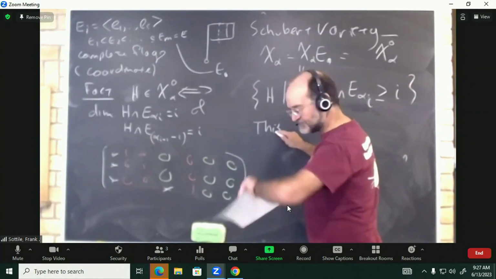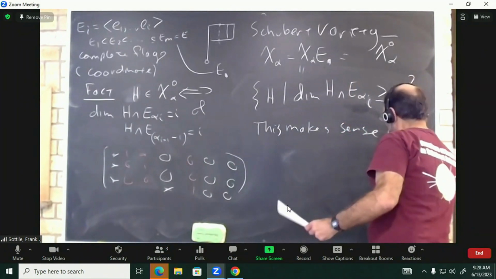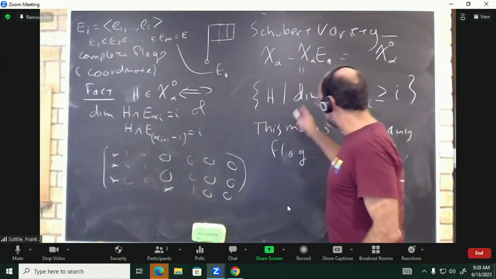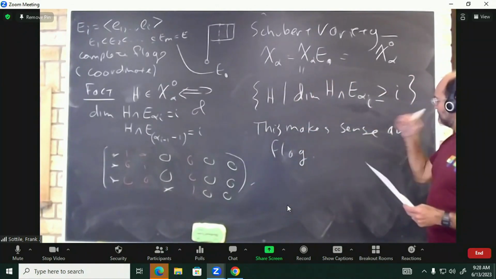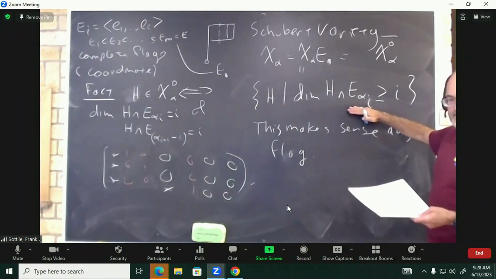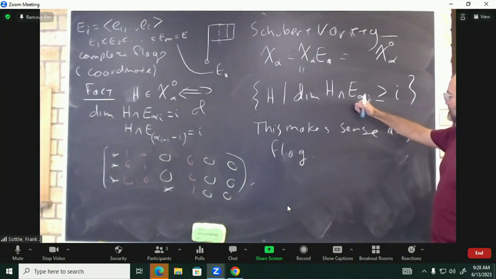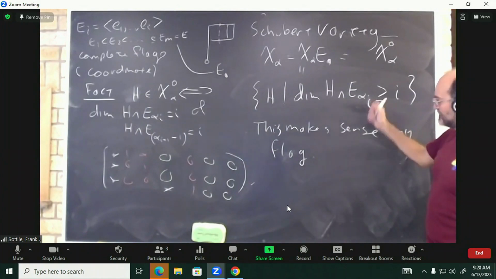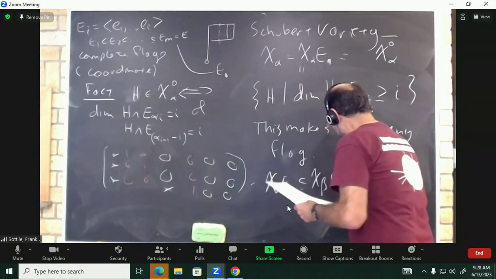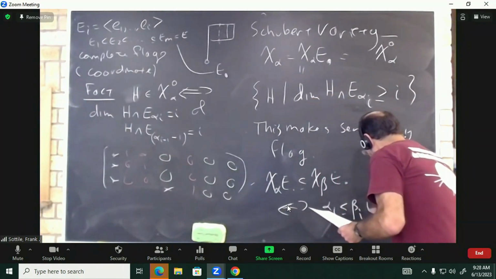Now, of course, I've been alluding to this. This makes sense for any flag. Okay, that's the first thing. And the second thing is, these conditions will imply the same sort of conditions for larger ones. It's not hard to see that X alpha of E dot is contained in X beta of E dot if and only if alpha I is less than or equal to beta I for all I.